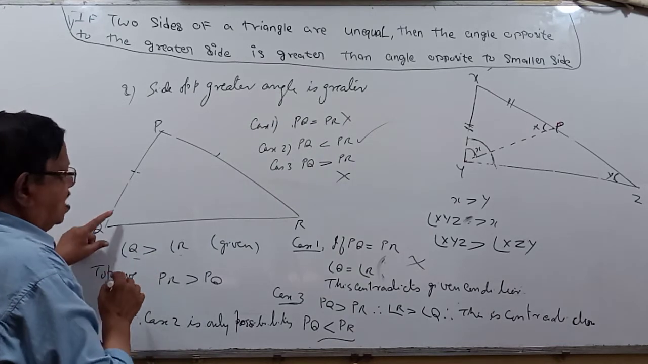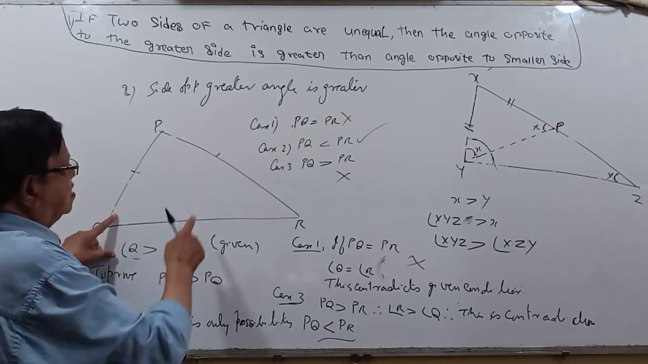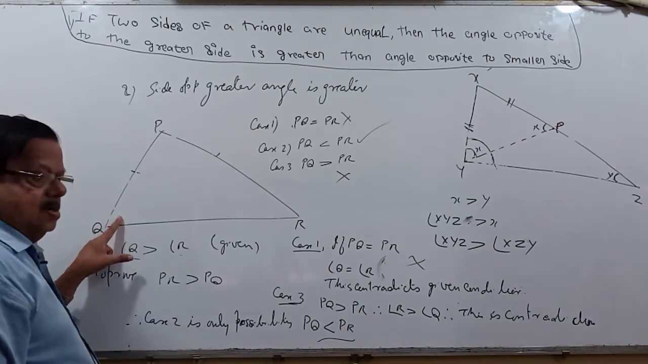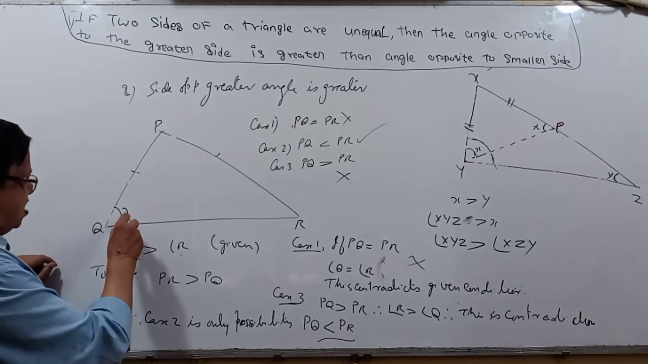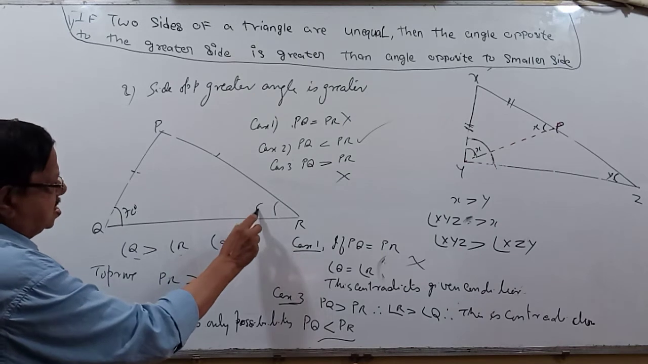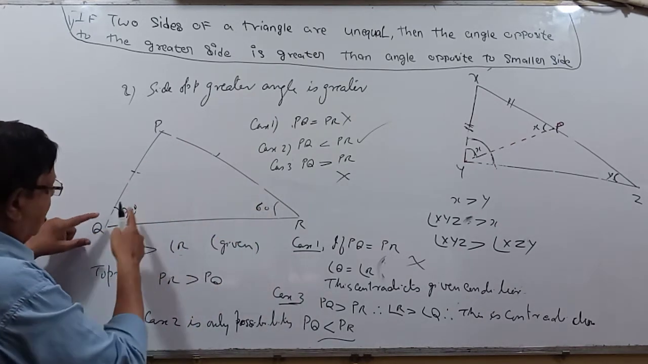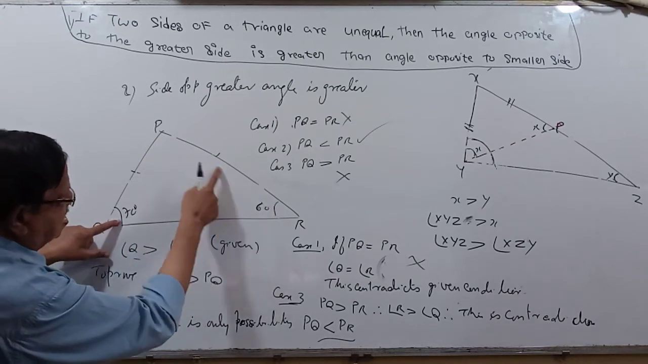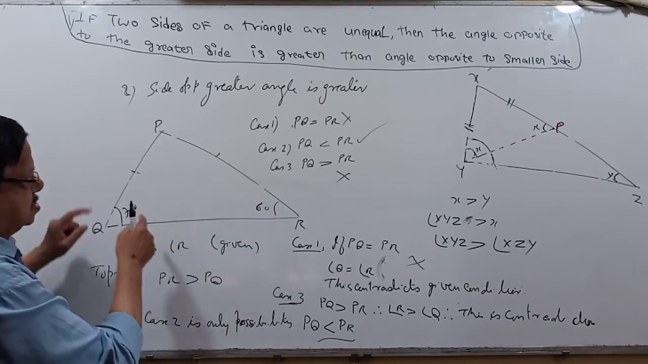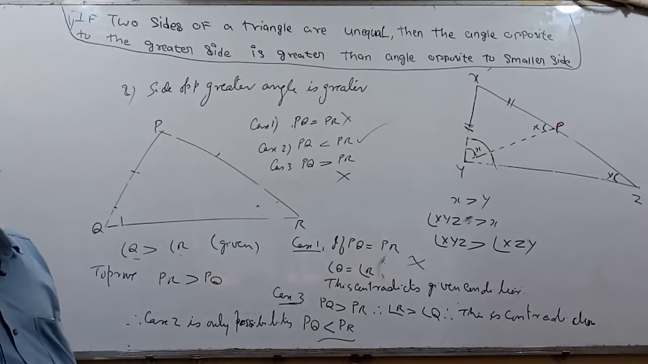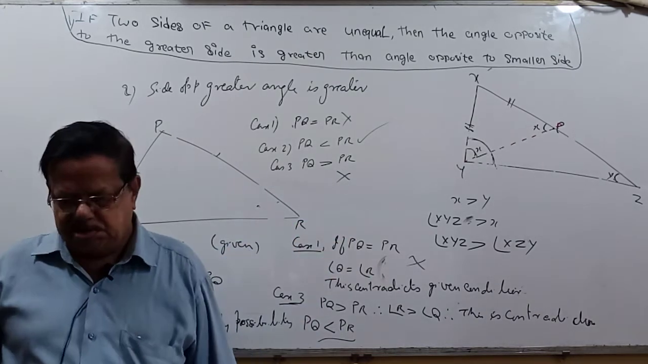This is the greater angle. Therefore, this side is greater than this. Q is the greater angle. If here it is 70 and here it is 60, therefore this is greater than this. The side opposite to the greater angle is greater. That is the second theorem. All right. Note down this, please.